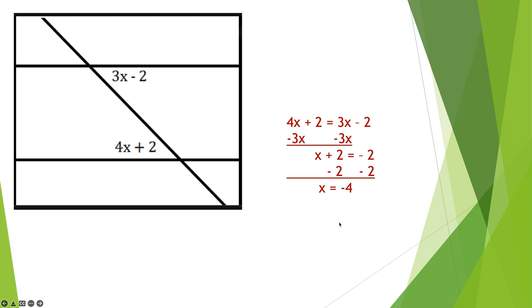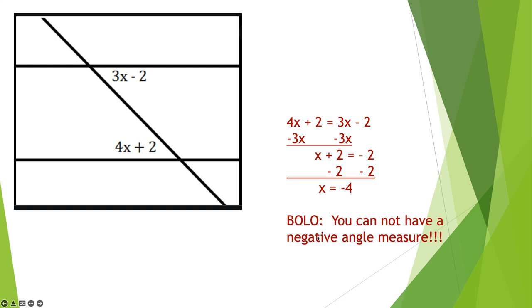So sometimes you might get a weird answer. Be on the lookout for it. You cannot have a negative angle measure. If anything like that ever kicks up, you would say that it's impossible. You couldn't do the question.